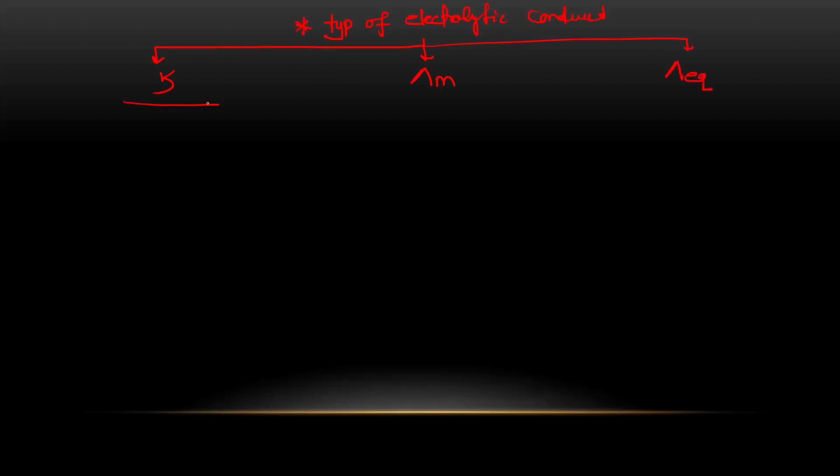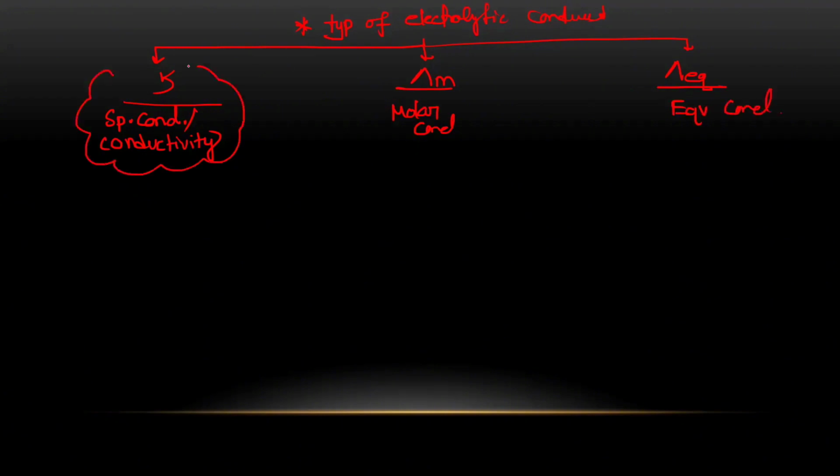First one is called kappa, means specific conductance or conductivity. Second one is called molar conductance or molar conductivity. Third one is called equivalent conductance. So there are three types of conductance, and we will be discussing them thoroughly. Every confusion you have regarding this will be clarified here. After that, we will be learning their interconversion.